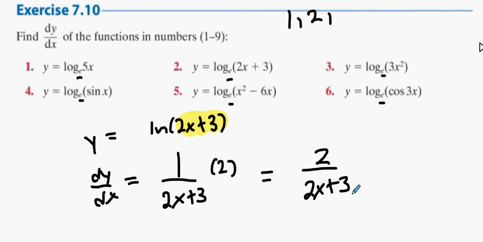Logs differentiate into 1 over x. Oh, sorry, at the very beginning: log base e. Log base e is ln x. When you see ln, you can swap ln out for log base e. The base e is included as part of the ln. Alright?